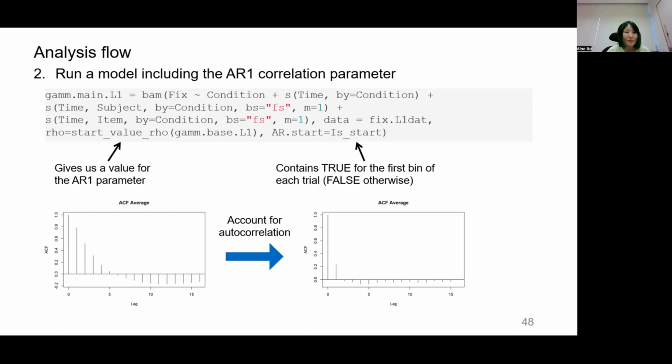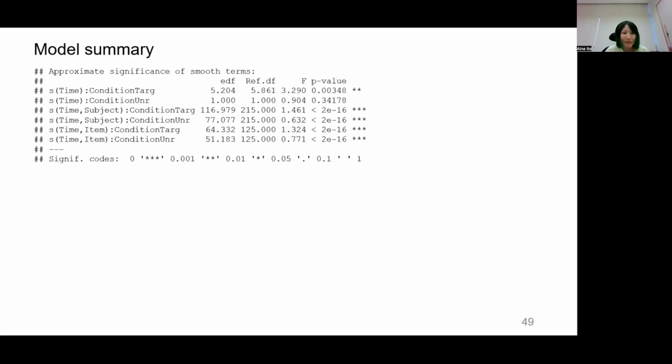Okay, so when we get the summary of this model, what we get is something like this. This is different from what we often see in the model summary for LME, for example. We have a bunch of terms, time, time by subject and time by item, seemingly interacting with the target condition or unrelated condition. But what do these actually mean? These are kind of hard to interpret. What does it mean when the time interacts with the target condition or the unrelated condition?